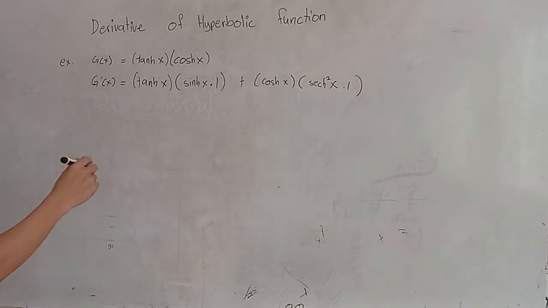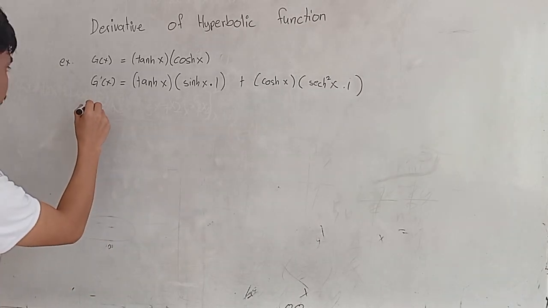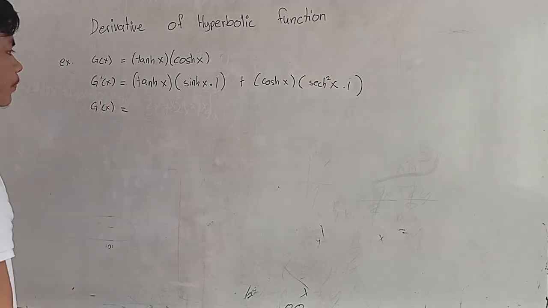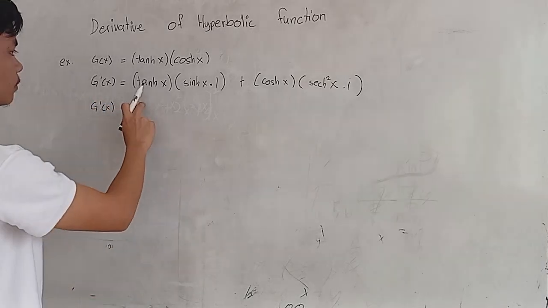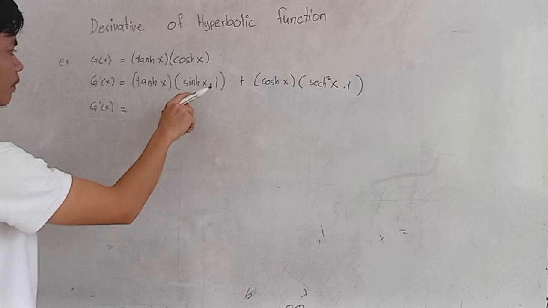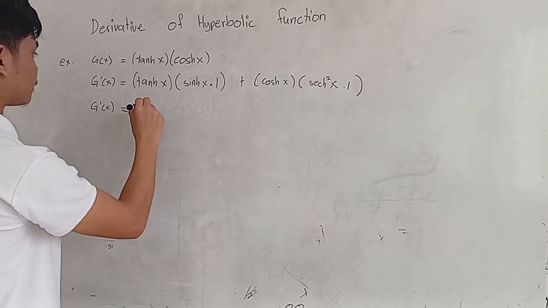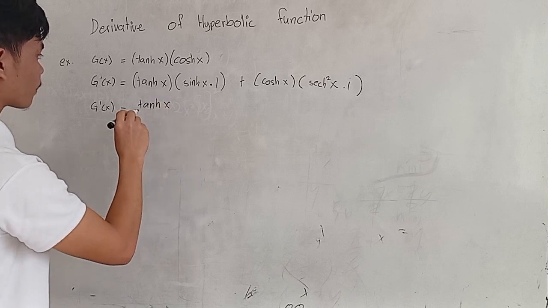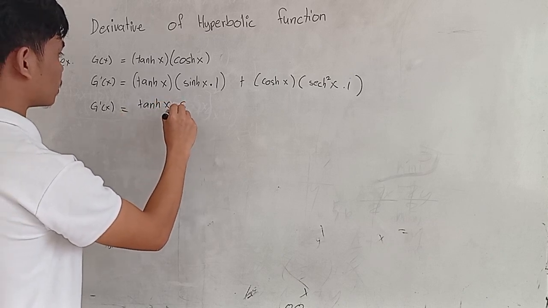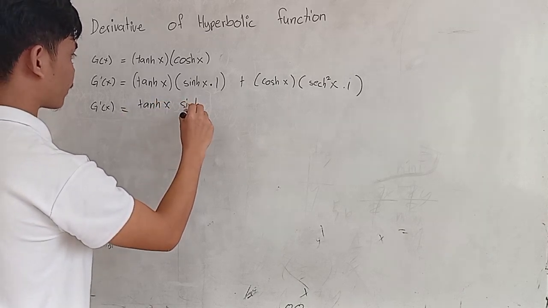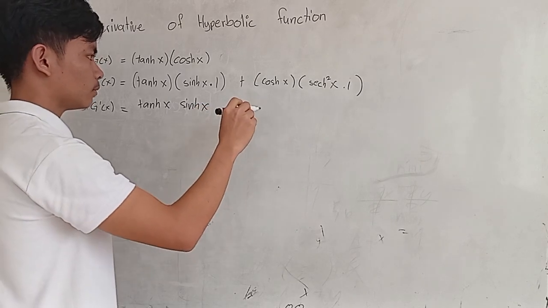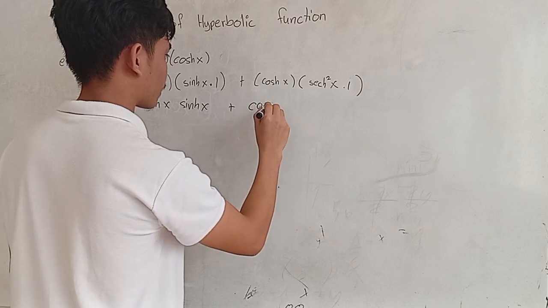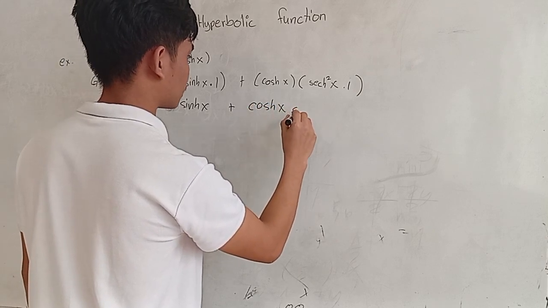Now let's simplify this. y prime x is equal to hyperbolic tangent x times hyperbolic sine x plus hyperbolic secant squared x times hyperbolic cosine x.